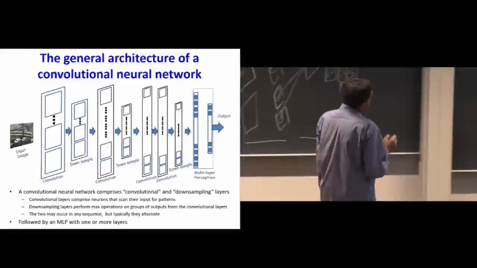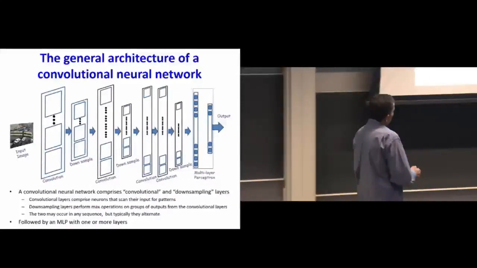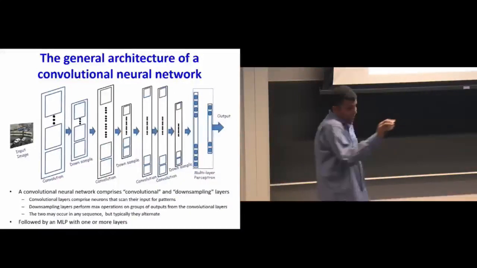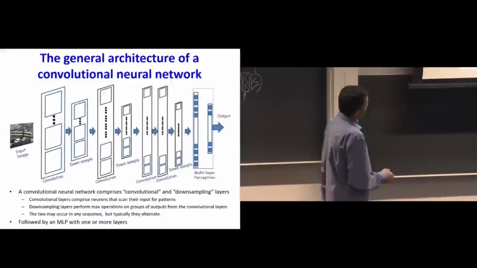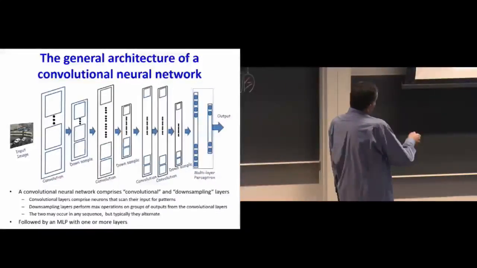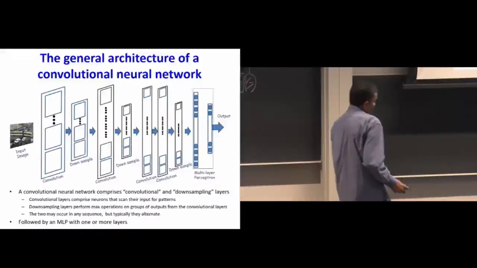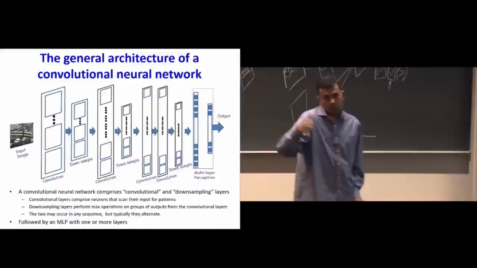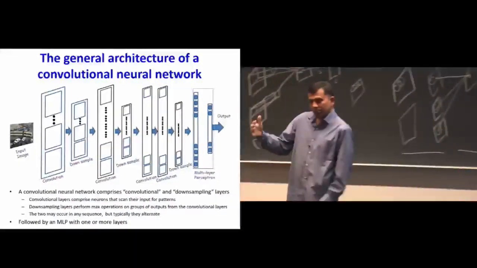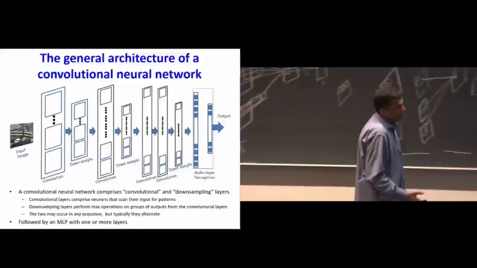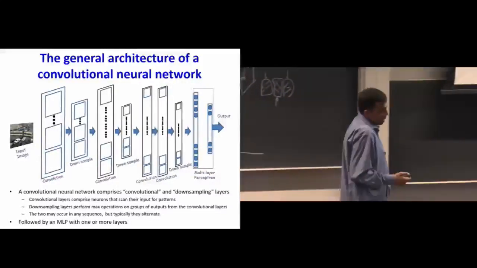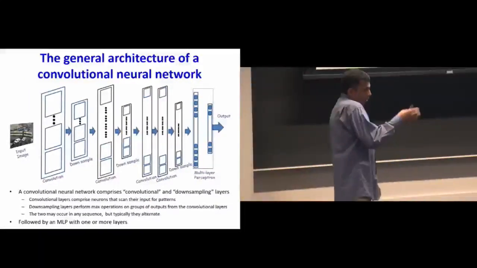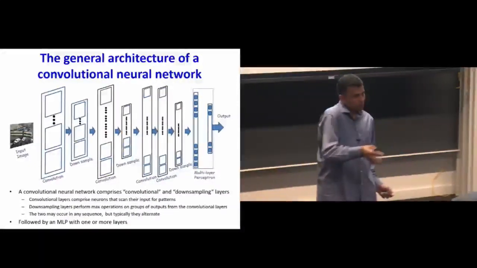So here's the general architecture of the convolutional neural network. It comprises convolutional and downsampling layers. So these convolutional layers comprise neurons that scan the input for patterns. And then the downsampling layers perform max operations on groups of neurons from the convolutional layers. And although in the original neocognitron, each S plane was followed by a C plane, and then subsequently had another S plane that was followed by a C plane, and so on, when you actually begin performing computational models of this structure, there's no need for this alternating pattern. You could have any number of S planes followed by a C plane.